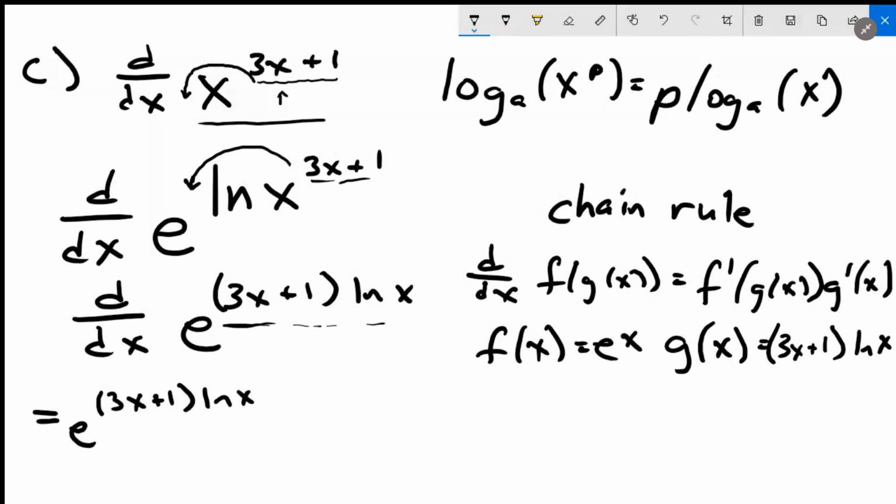So how do we do g prime? Well, we have two things being multiplied by each other, right? So we've got to use the product rule. So g prime of x, we actually got that answer in part B. So here, you're going to put your answer from part B.